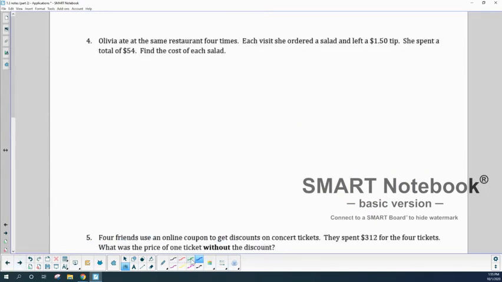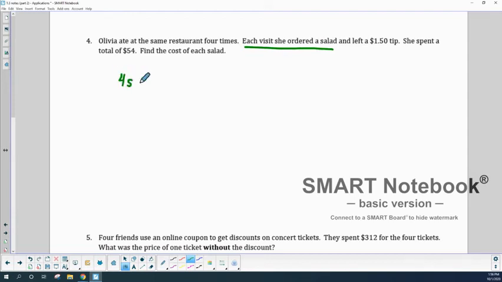You kind of have to pick apart the information and set it up yourself, just by thinking through how you would spend that money. So for question 4, it says Olivia ate at the same restaurant 4 times. Every visit, she ordered a salad and left a $1.50 tip. She spent $54 total. We want to figure out how much each salad would cost. So she visited 4 times, and each visit she ordered a salad. So that means she had 4 salads.